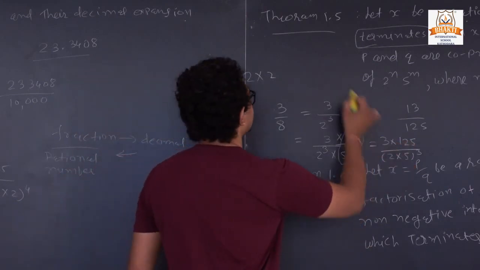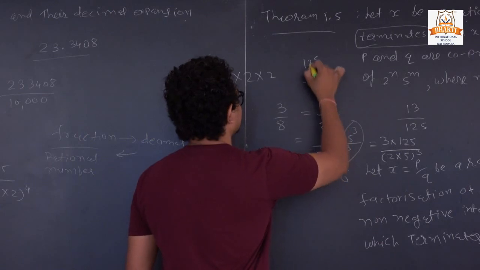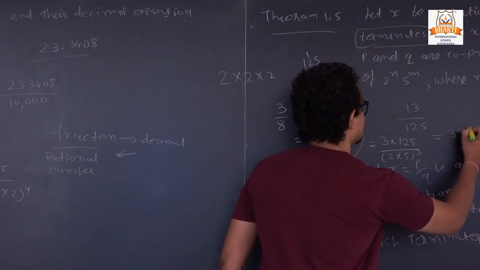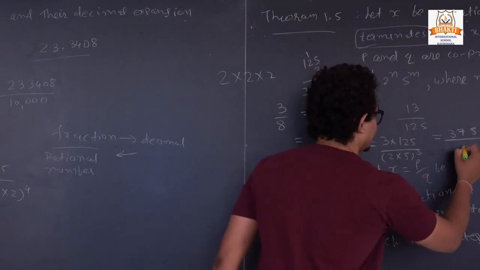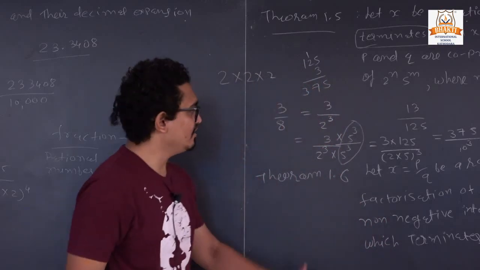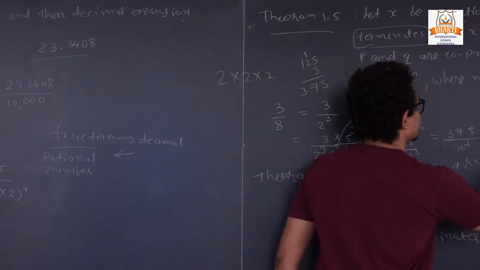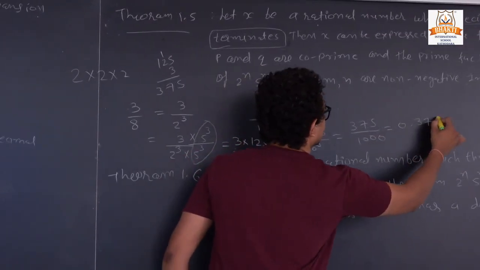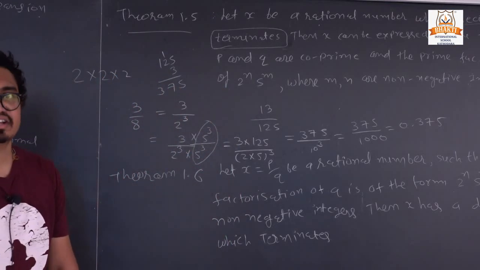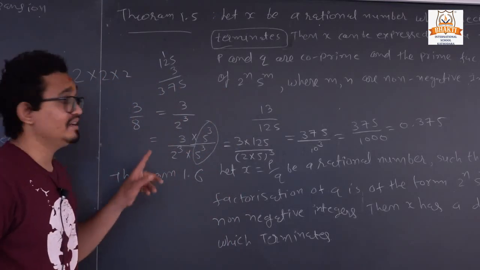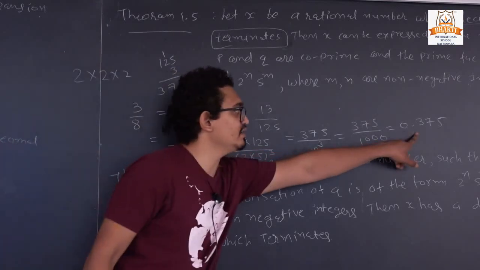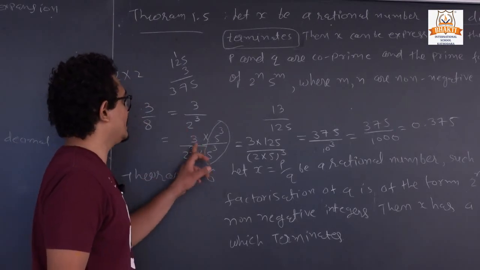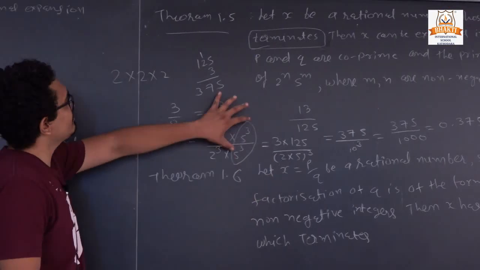Now 125 times 3: 5 threes are 15, 7 and 3 ones are 3. So it will be 375 upon 10 raised to 3. Now 10 raised to 3 means what? 375 upon 1000. So that is 0.375. So it means we can convert that fraction into the decimal form only and only if we have a factor of 2 or 5 in its denominator term. So it depends on our theorem number 1.5.